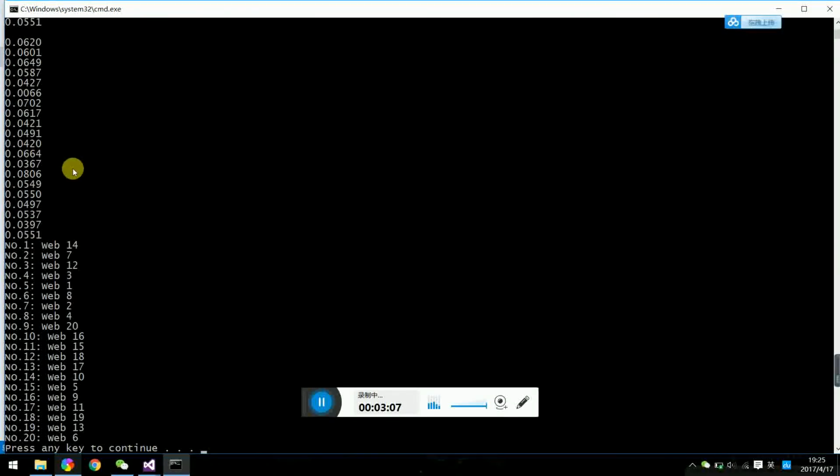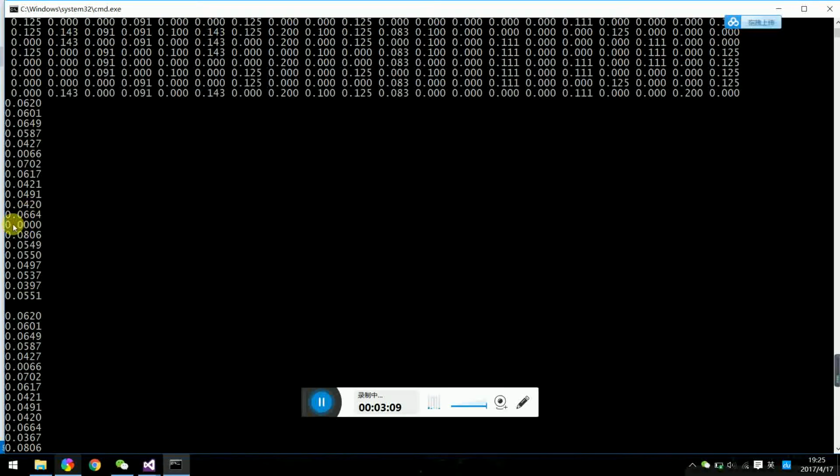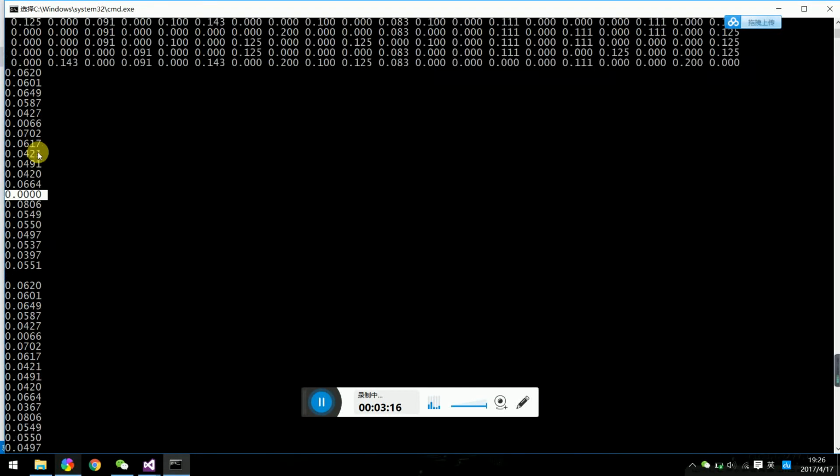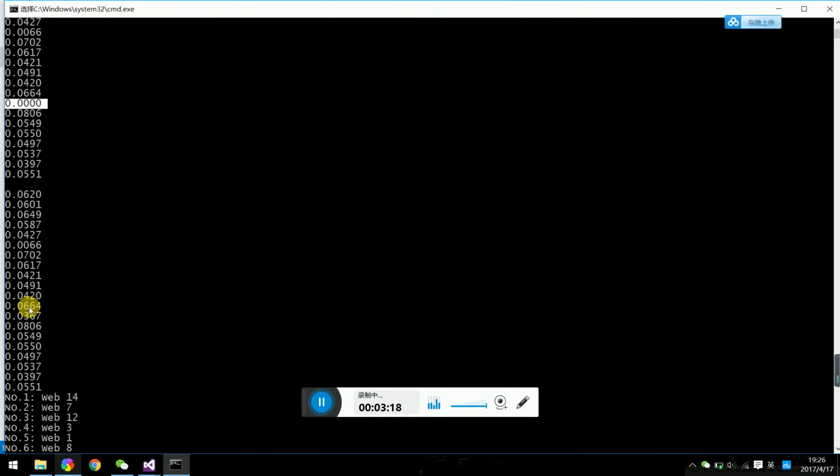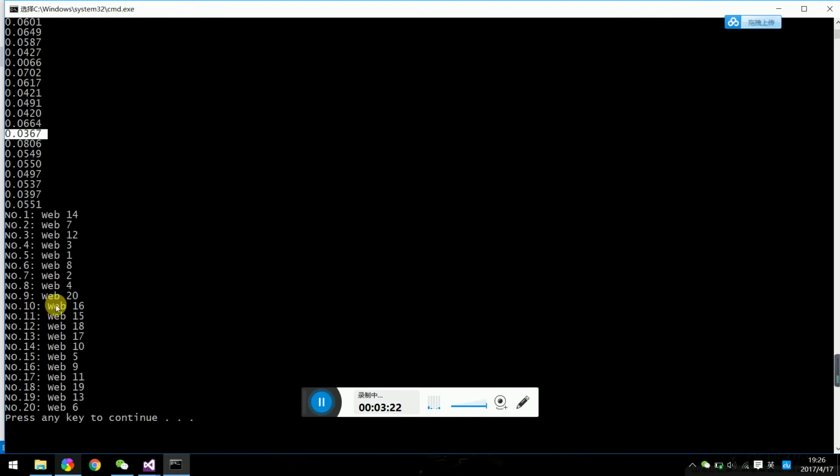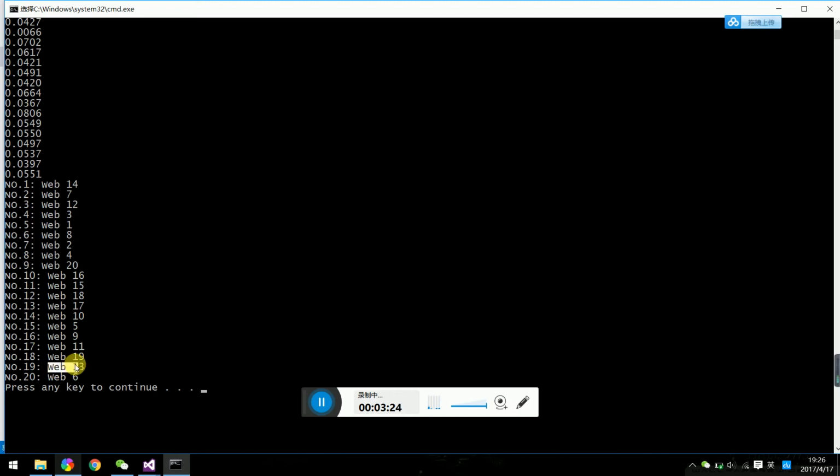Using this system, in the first part we don't calculate the PageRank of web 13, and then we use these numbers to calculate it, and web 13 gets its own PageRank and has its proper rank in this system.